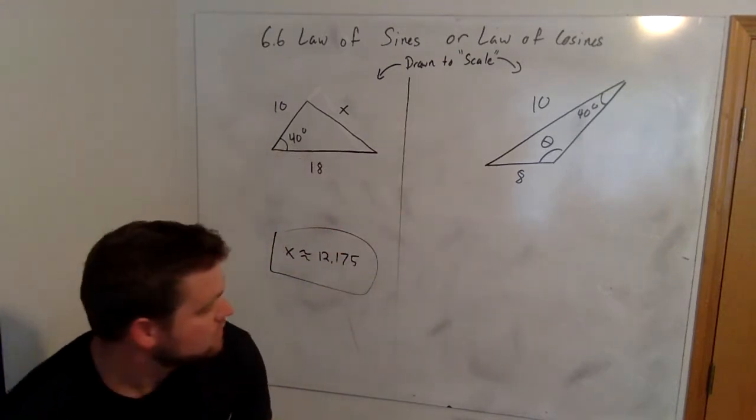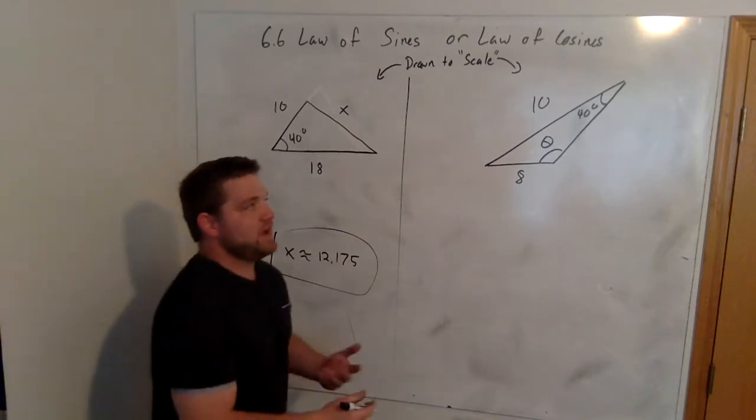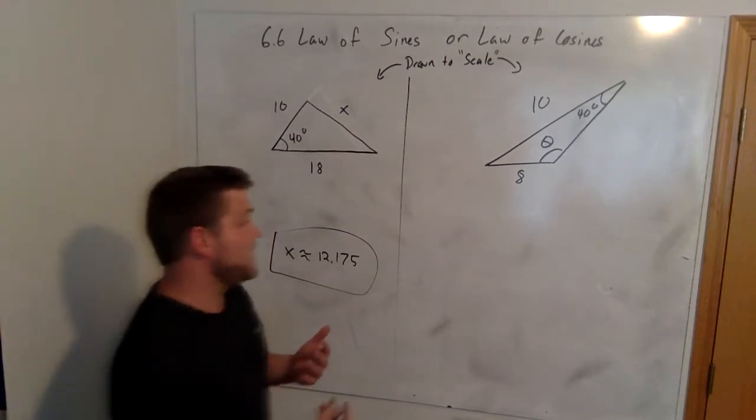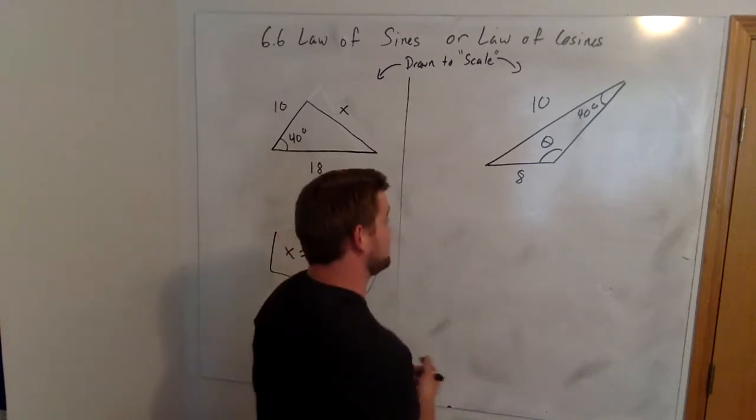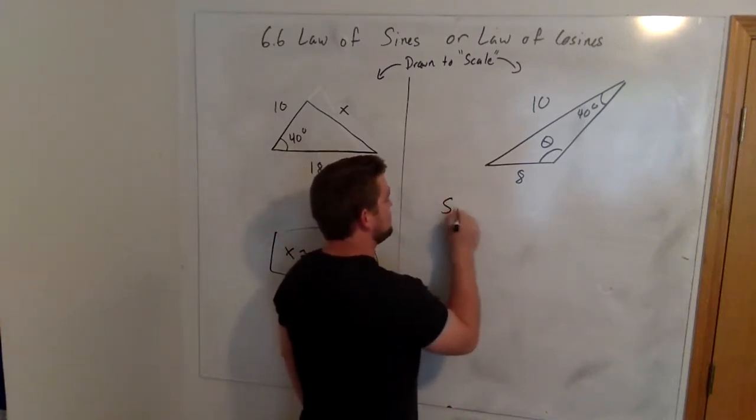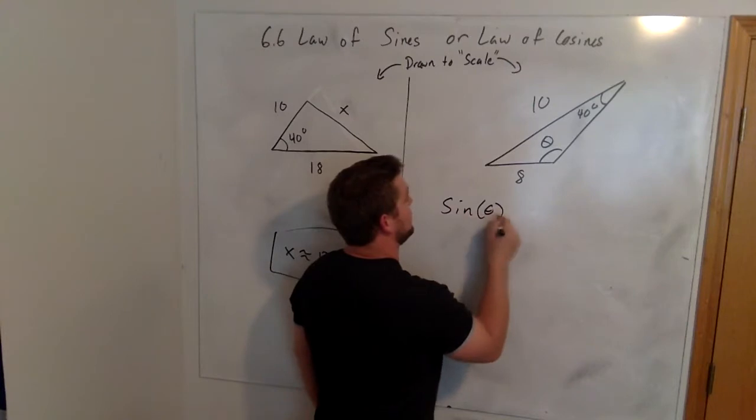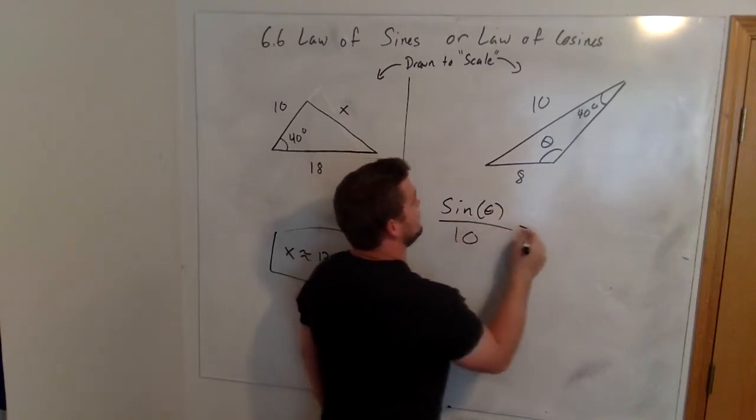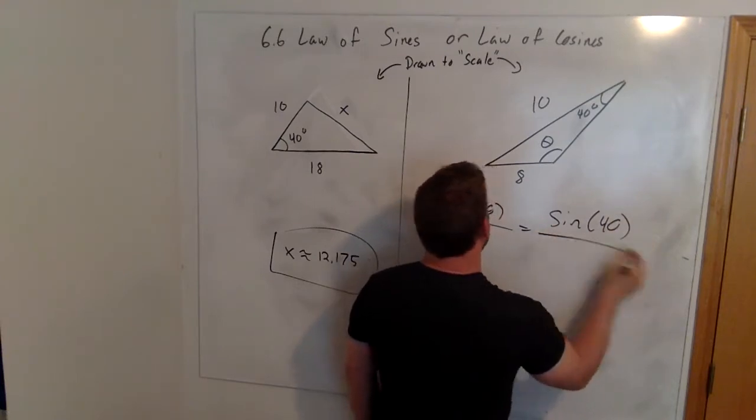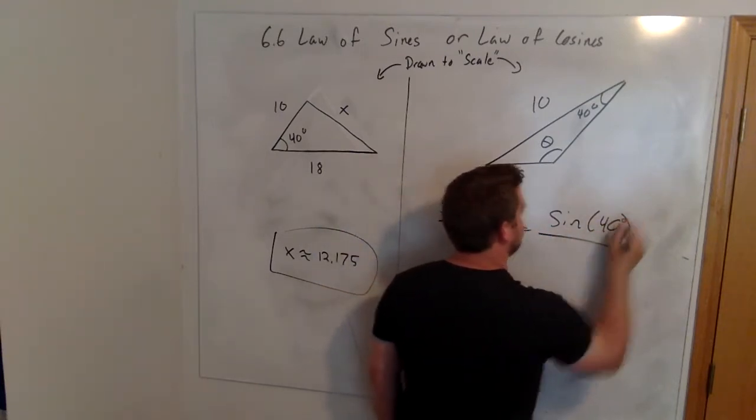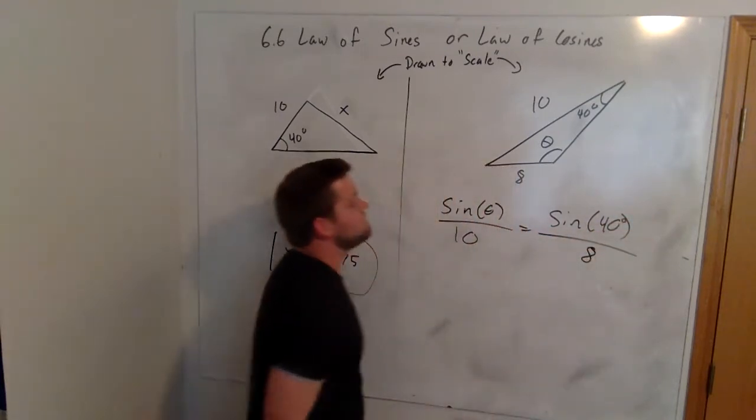Oftentimes I'm going to see if I can use the law of sines first because it's a simpler formula. And in this case, we can use the law of sines. Here I have the sine of theta over 10 would be equal to the sine of 40 degrees over 8.